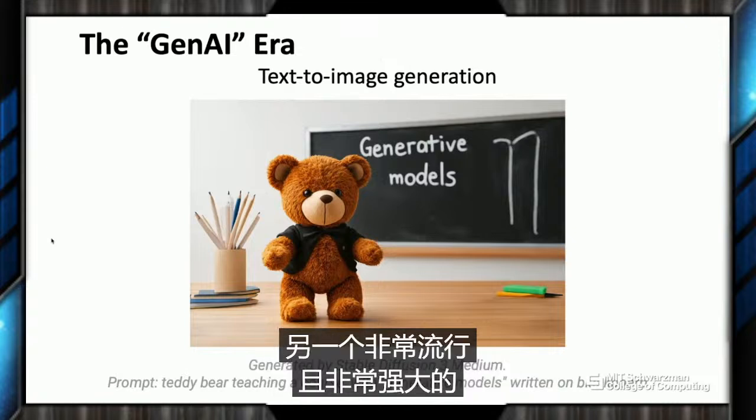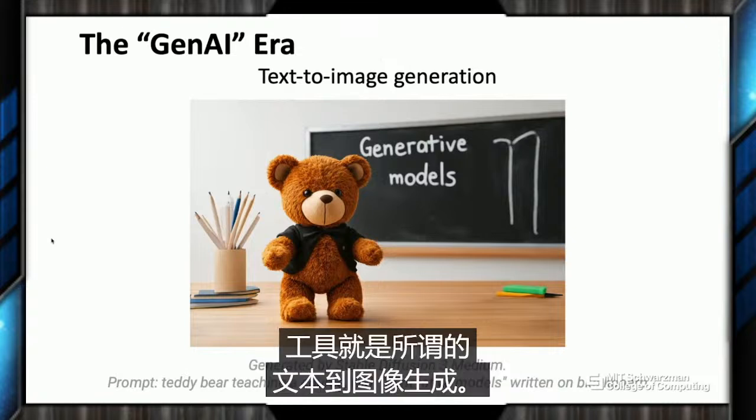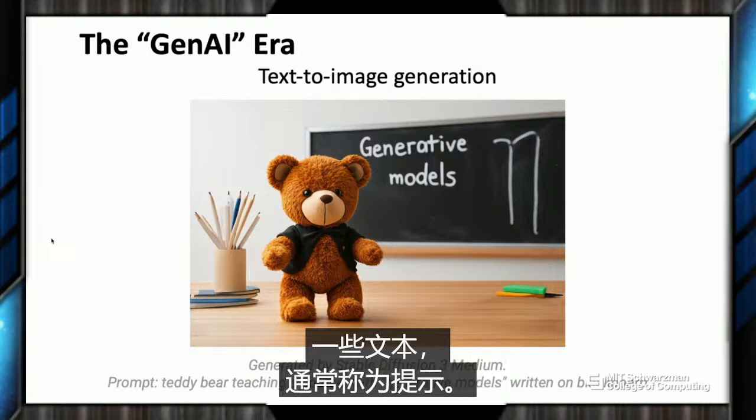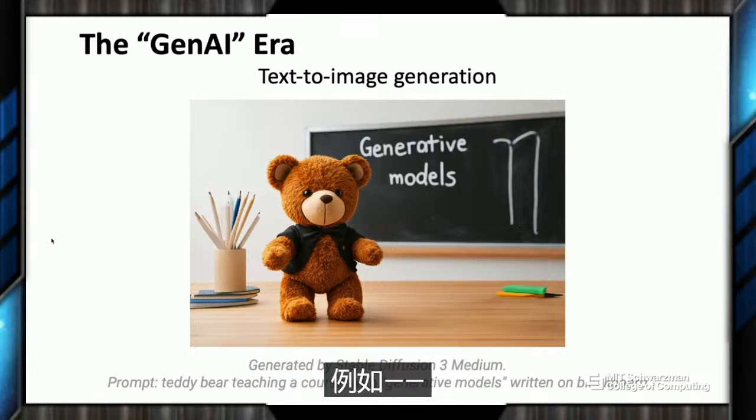Another very popular and very powerful tool is the so-called text-to-image generation. For example, the users can give the computer some text, which is usually called a prompt, and then the computer can generate an image. So, for example, change the adapter.